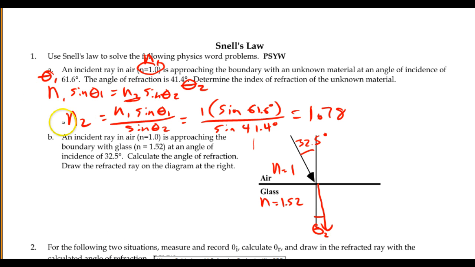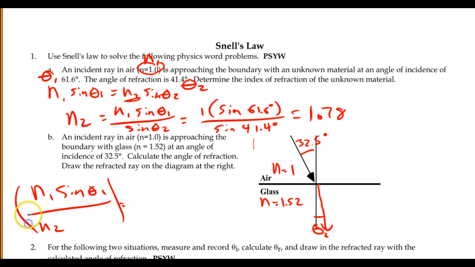Okay, so we're going to solve the above equation, Snell's law, for theta 2. So we're going to take n1 sine theta 1 and divide that by n2. Now that will tell us the sine of theta 2. So to actually get theta 2, we're going to need to take the inverse sine of that ratio, and that'll give us theta 2.